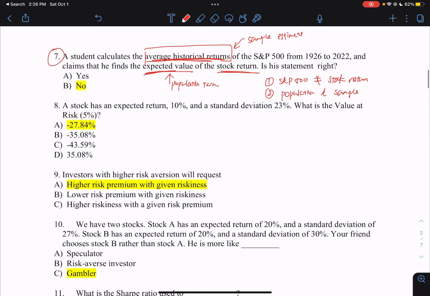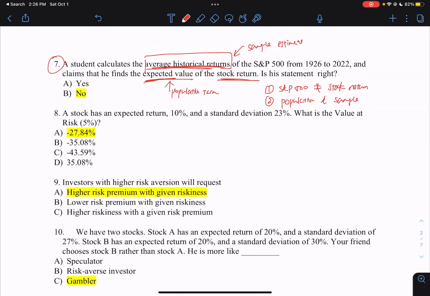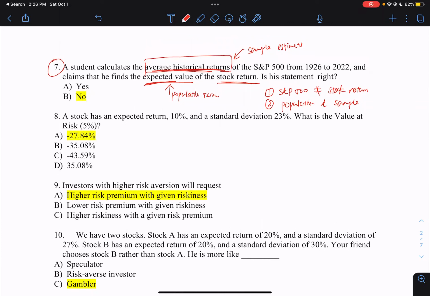Yeah, I'm probably still a little blurry. Okay, what's the confusion? So what you have emphasized is basically the difference between population and a sample. Yeah. So basically the question, he finds the expected value of the stock return, it refers to all the stock returns, like the population. Oh, okay.